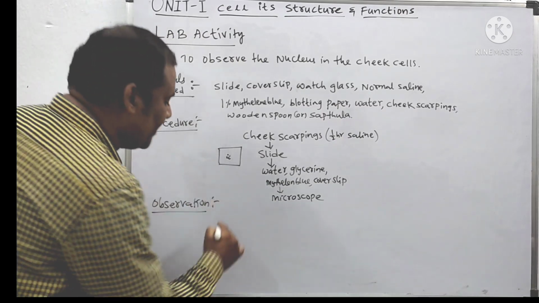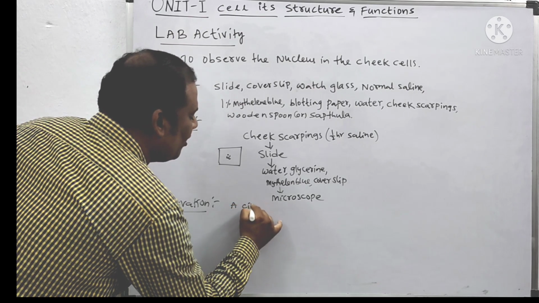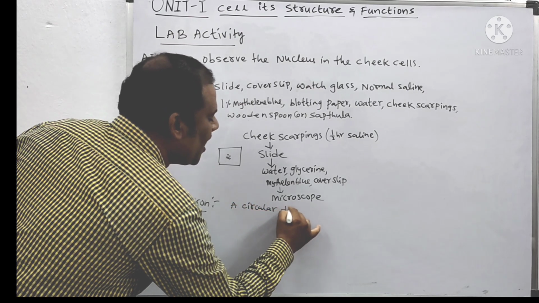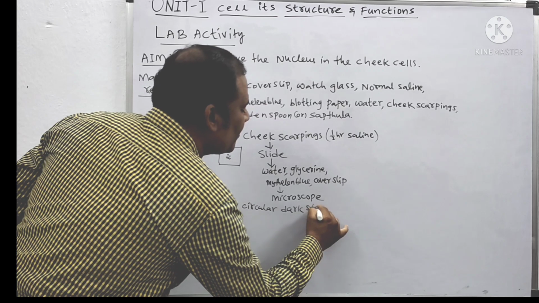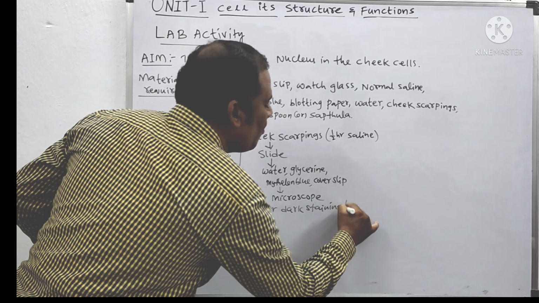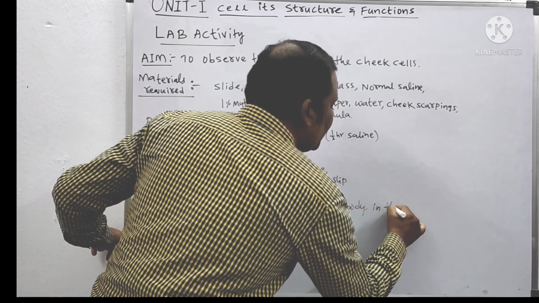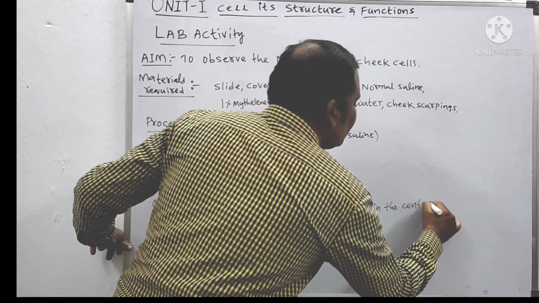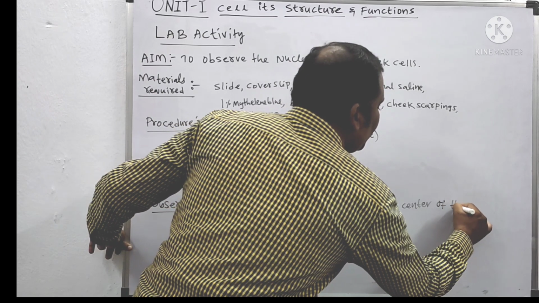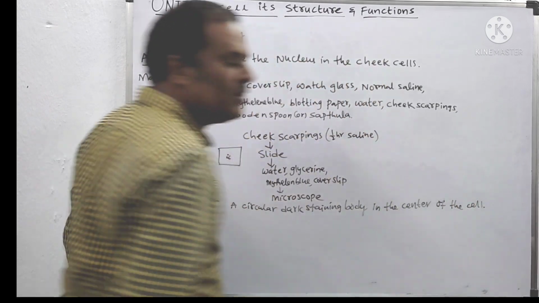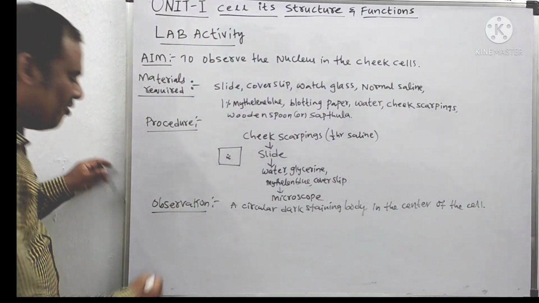A dark staining circular body will be present in the center of the cell. Present in the center of the cell will be seen. So that is called a nucleus.